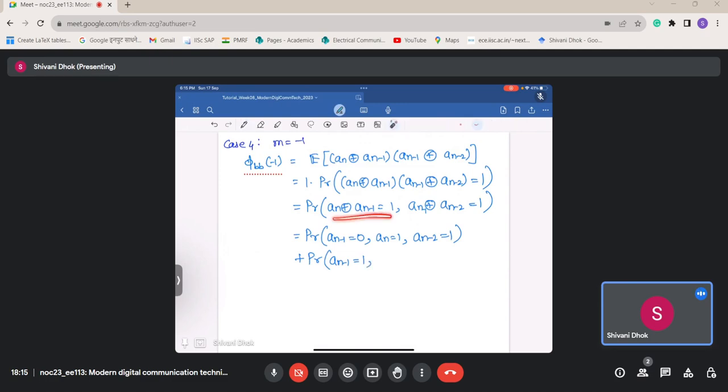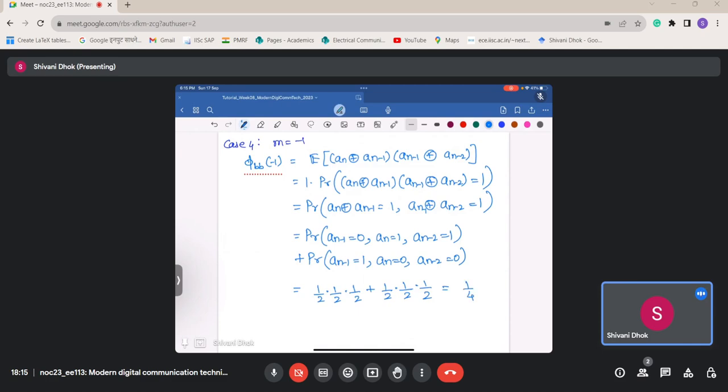So in order to have this as 1, I need to set this an as 0, and in order to set this as 1, I need to set this an minus 2 as 0. So an minus 2 as 0. So this comes out to be 1 by 2 multiplied by 1 by 2 into 1 by 2 plus 1 by 2 multiplied by 1 by 2 multiplied by 1 by 2, which is 1 by 8 plus 1 by 8, which comes out to be 1 by 4.